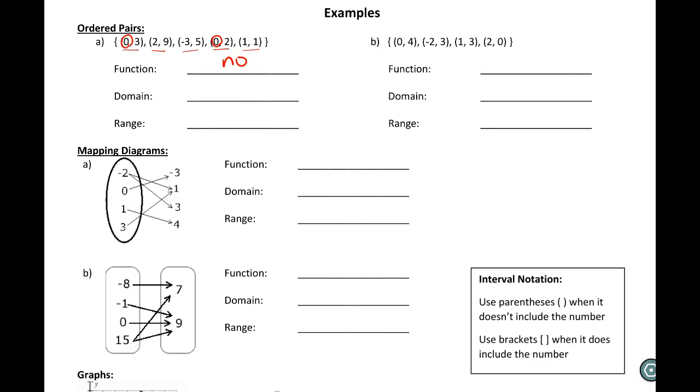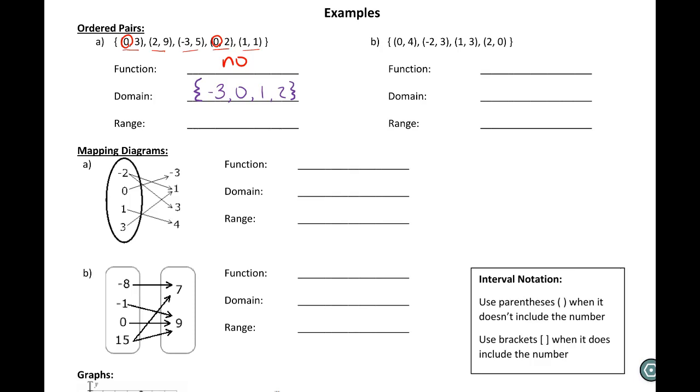And again, remember the domain is the set of all of the x values. We're going to use these little curly brackets. And we're just going to list all of my numbers that are my x-coordinates. Always good to write in numerical order if you can. So we've got negative 3, 0, looks like 1 and 2. And I'm not writing that 0 twice. I don't need to in this case.